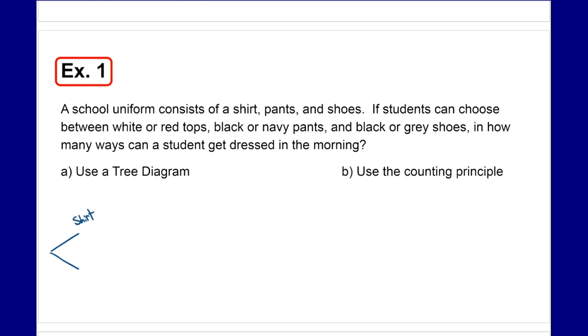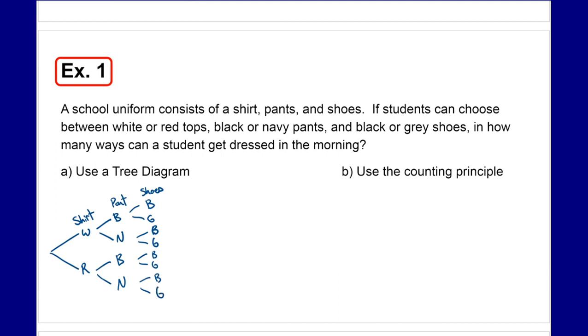So just kind of reviewing, if you're putting titles in your tree diagram, put them above the branches. You're not going to have them be a part of it. Right? So the first one is shirt. We have white or red. And then off of there, we have different pants. So we have black or navy. And the same thing off of the red tops, black or navy. And then off of each of those, we have our shoes, which are either black or gray. And this is off of each option, black or gray, black or gray, black or gray.